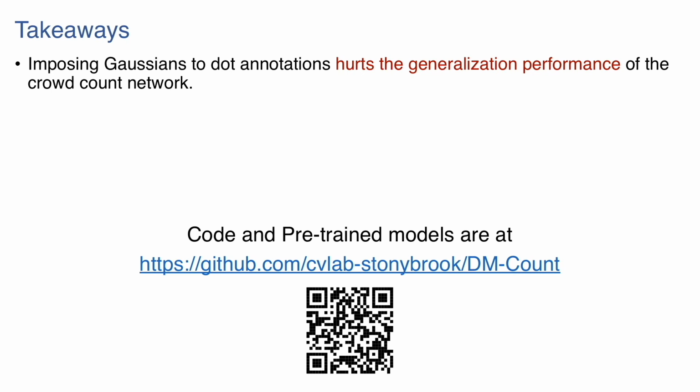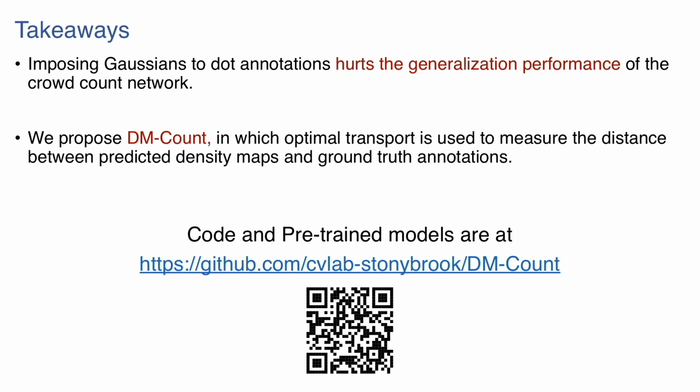In summary, first we prove that imposing Gaussians to annotations hurts the generalization performance. Second, we propose DM-Count, which uses optimal transport to measure the distance between predicted density maps and ground truth annotations. Theoretically, it has a tighter generalization bound. Empirically, it outperforms other methods by a large margin.